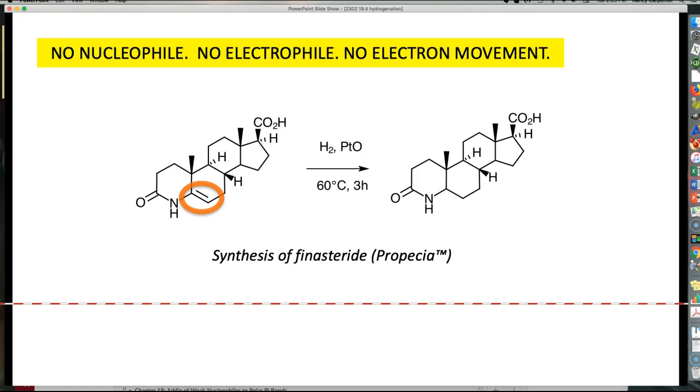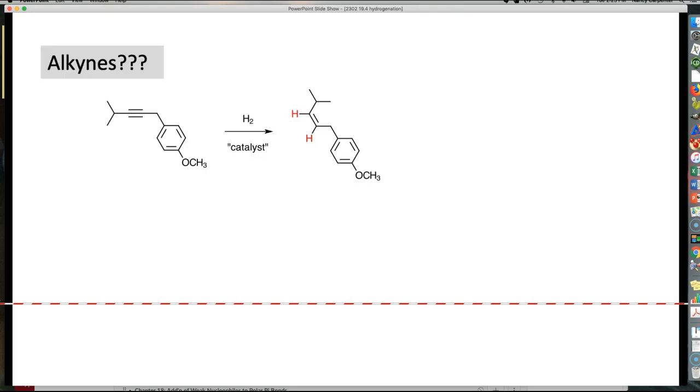There is the alkene, then the alkene is gone. A reduction. What about alkynes? Well, alkynes, as I suggested previously, will undergo an addition of hydrogen, add H2, and you get an alkene. What I've shown here is clearly a Z-alkene.